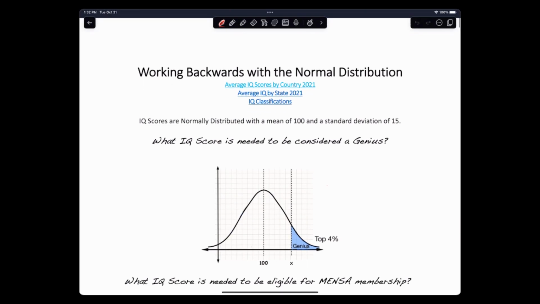Backwards here. Okay, working how? Working backwards. So you might say, we can work backwards? Yeah, we can work backwards. What do I mean?